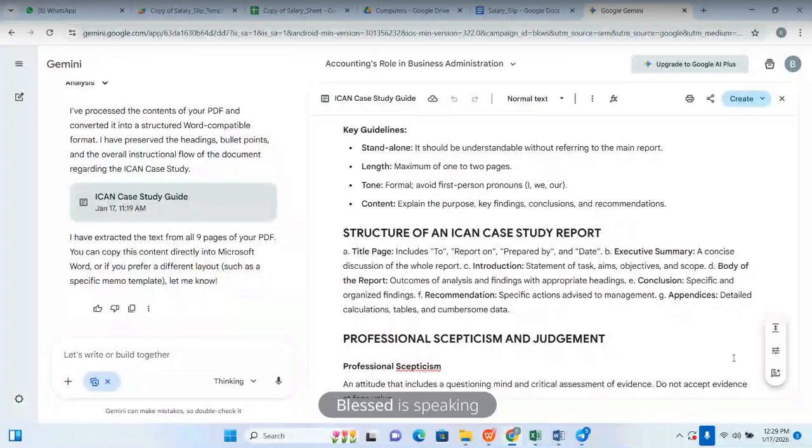Then we do our conclusion. Then the next thing after our conclusion is our appendix. Don't forget I said the other time that your appendix can contain your calculations, tables, and cumbersome data. That is where your appendix will go. So don't waste your time on appendices.